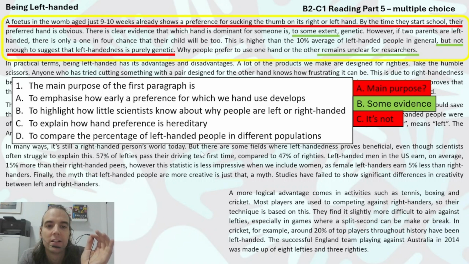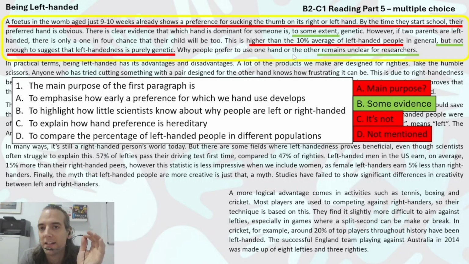And is it comparing percentages? No. A percentage is mentioned, but we're not comparing them. So the best answer is D, and that is why, because like I say, the best answer is closest to the main meaning of this paragraph in my understanding, which I'm hoping is also your understanding because you read it and understood it the same way I did.